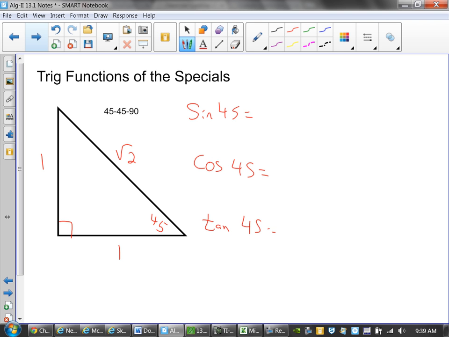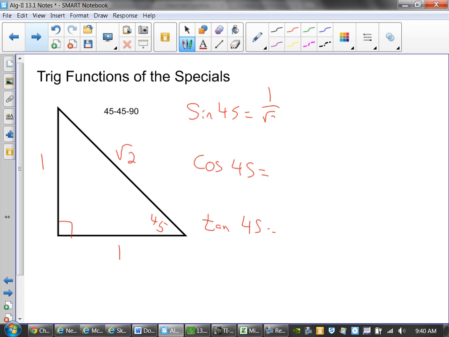Well, think about this. Let's say, what's the tangent of 90? Do you know what the opposite and adjacent is when you're at a 90? You know what the opposite is because it's across from you, but which one would be considered the adjacent? See what I'm saying? It doesn't work. So that's why we don't worry about finding trig functions of 90-degree angles. So again, sine of 45 is opposite over hypotenuse.